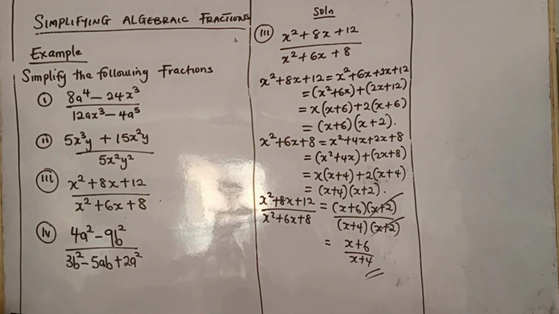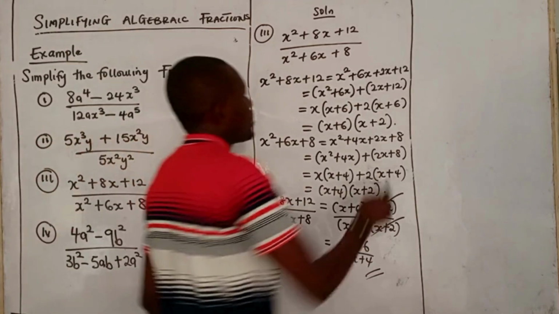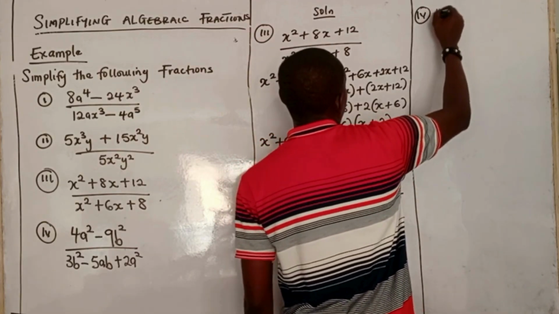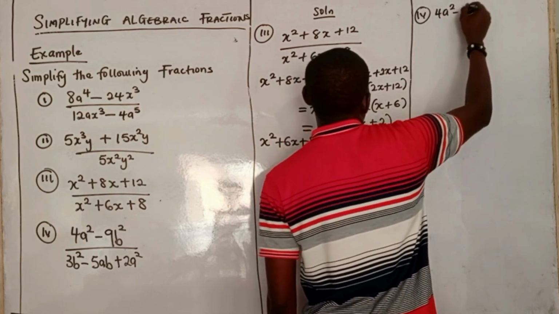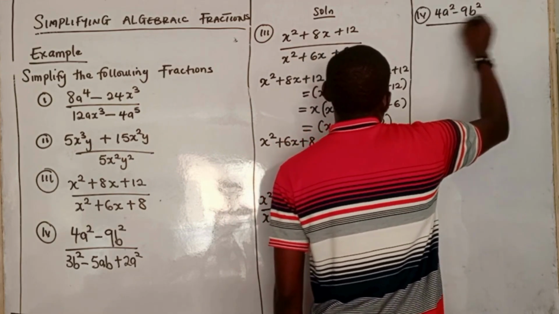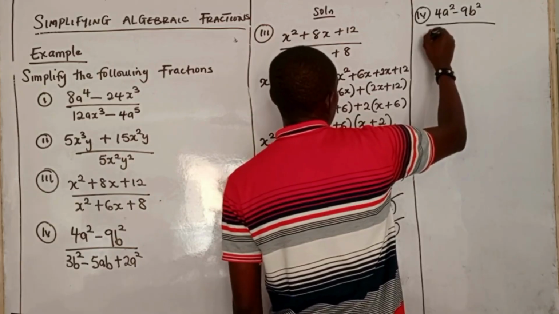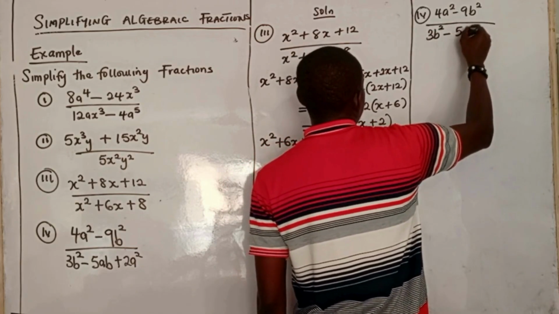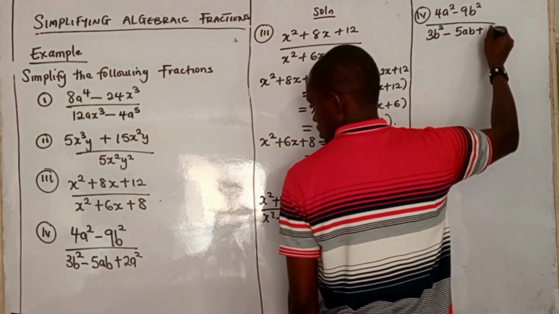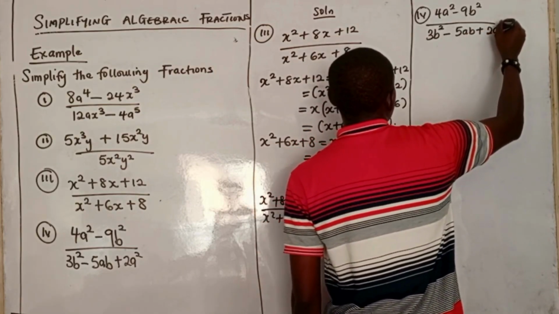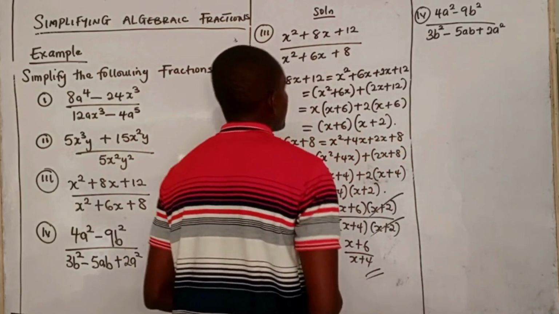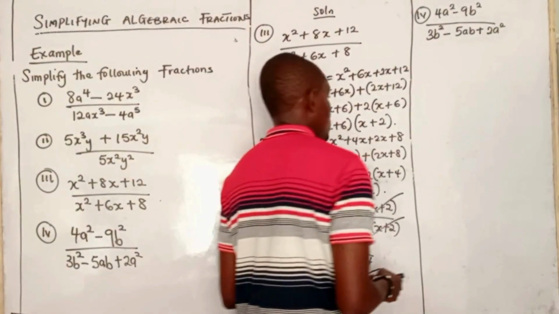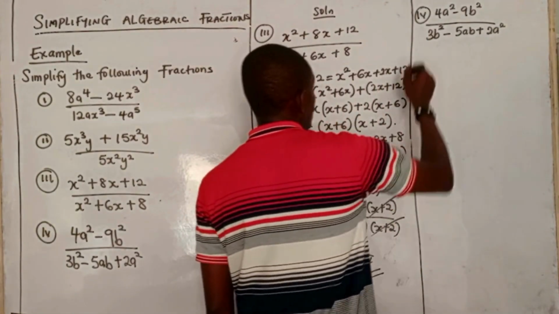Then same thing, let's look at question number 4. So question number 4, what do we have? We have 4a squared minus 9b squared all over 3b squared minus 5ab plus 2a squared. Now if you look at this as well, the numerator is factorizable and the denominator is factorizable, so we have to do justice to that first.